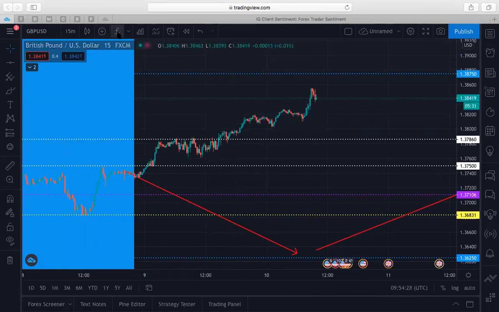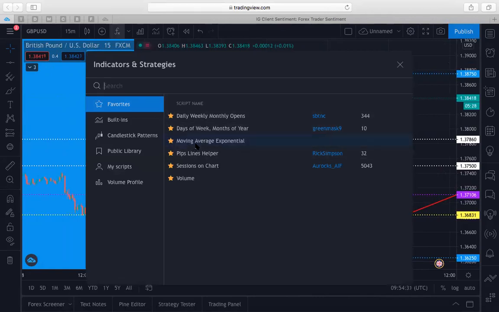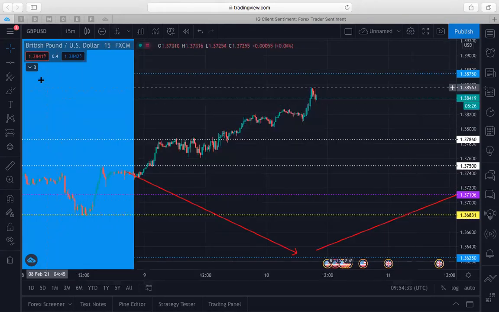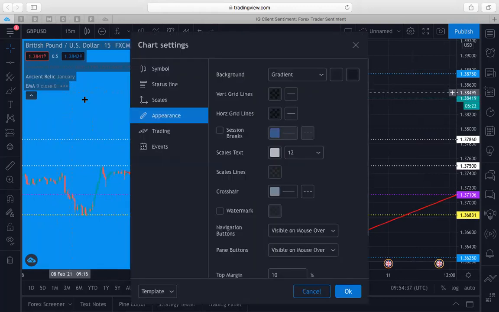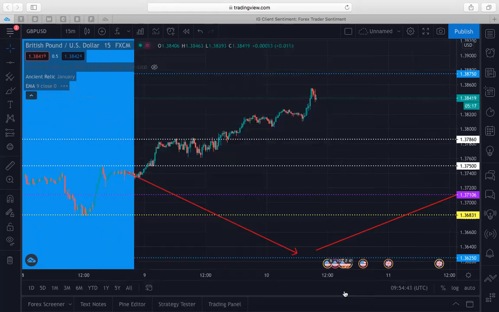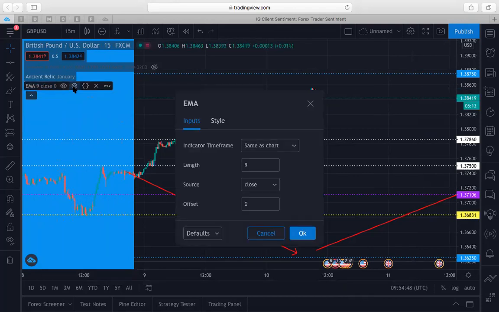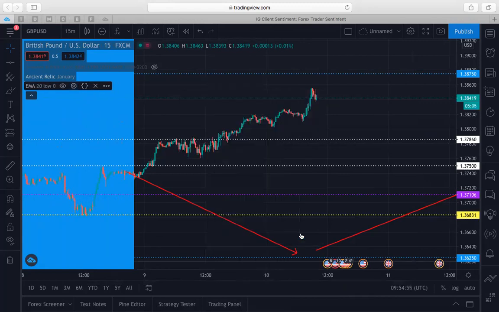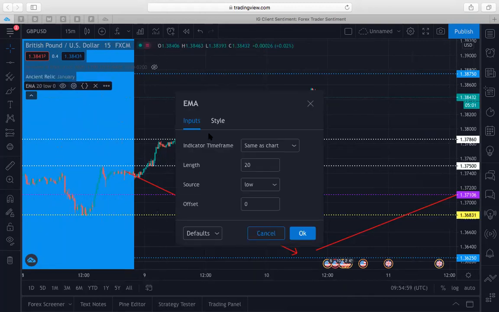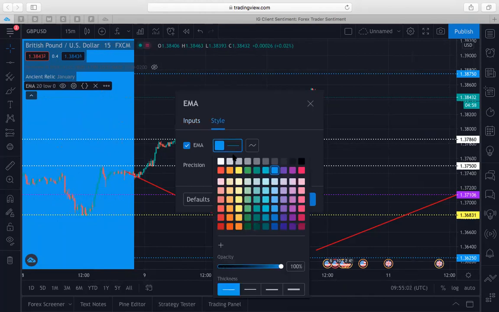Okay, so let's just fix our low, moving average, exponential, low, 20, right? Oh, I just saw MT4 and it went away again. But you can see the TradingView, right? You could do the same on your laptop, on your MT4: 20 low. And done. That is for when you want to buy, right?